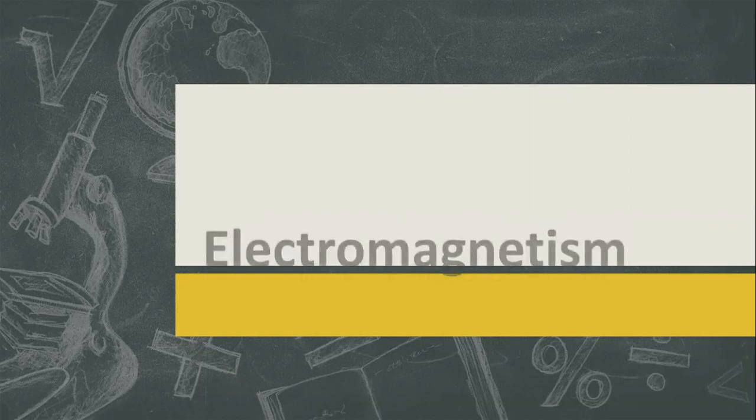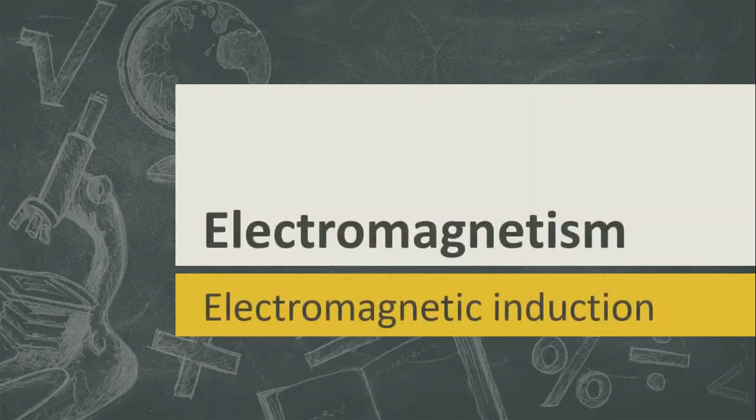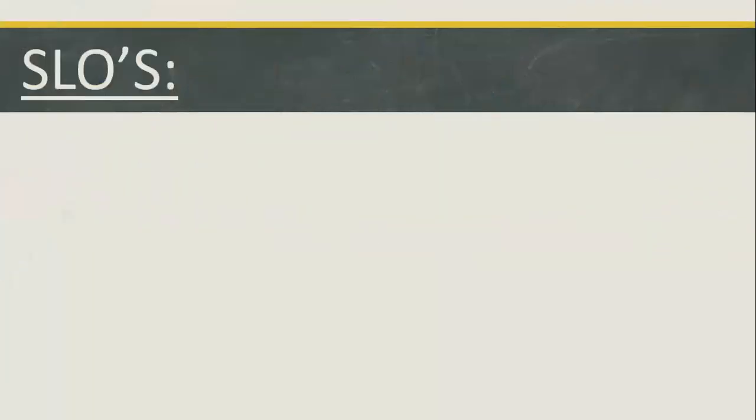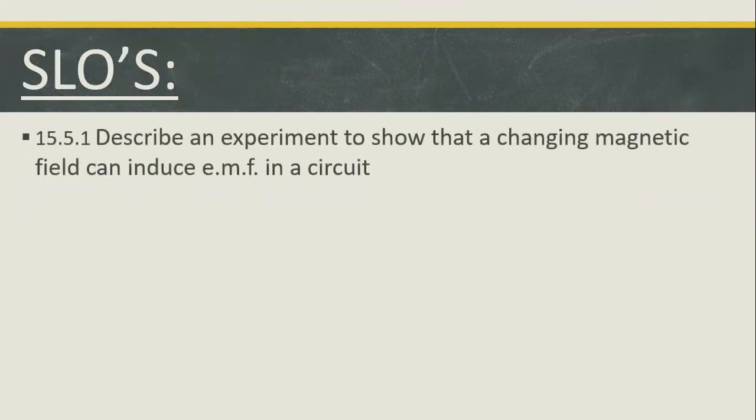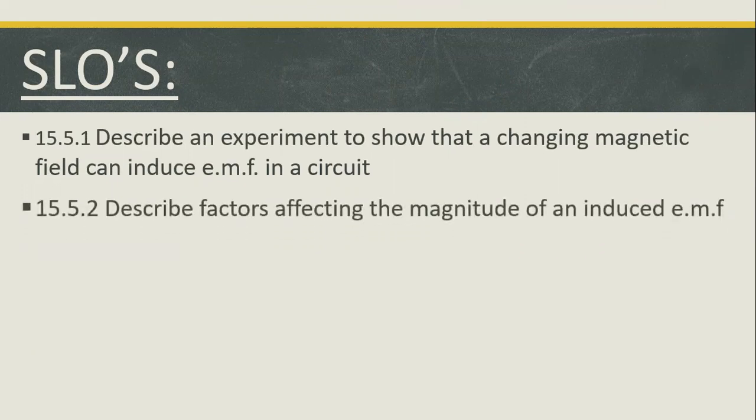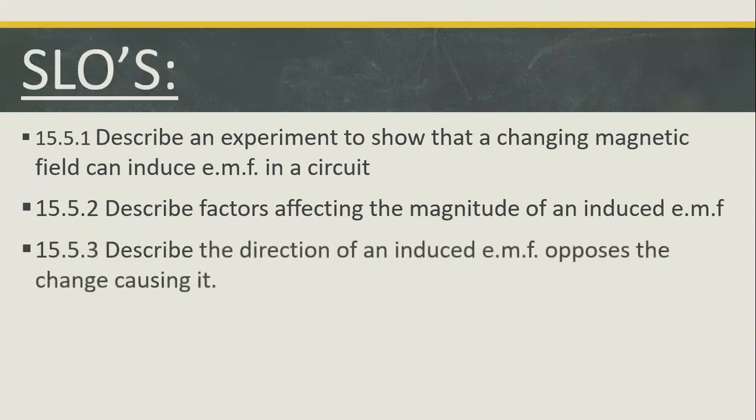Today our topic is electromagnetism and the subtopic is electromagnetic induction. The SLOs of this topic are: describe an experiment to show that a changing magnetic field can induce EMF in a circuit. Second SLO is describe factors affecting the magnitude of an induced EMF. Third SLO is describe how the direction of an induced EMF opposes the change causing it.